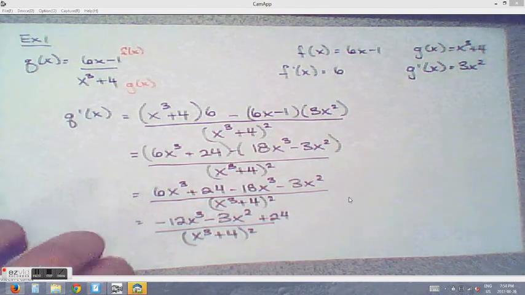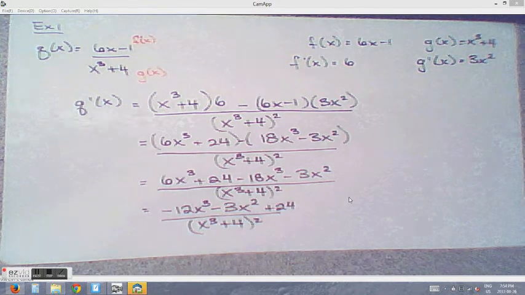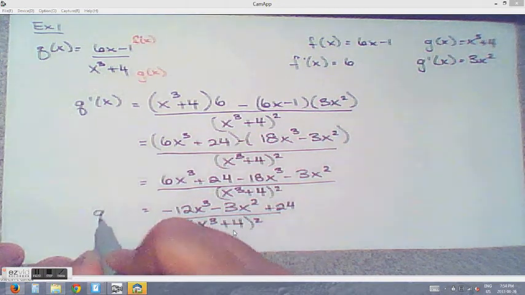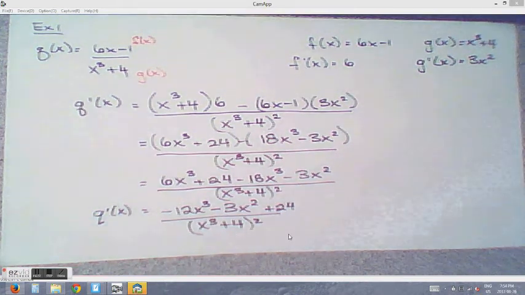I would probably even be tempted to leave that. It doesn't look like I'll be able to cancel anything out. If you want to, you could expand the denominator, but I don't know if that will help us in this case. I would consider this a fully simplified answer if you at least went ahead and tried to collect like terms and make it look a little bit nicer up here.